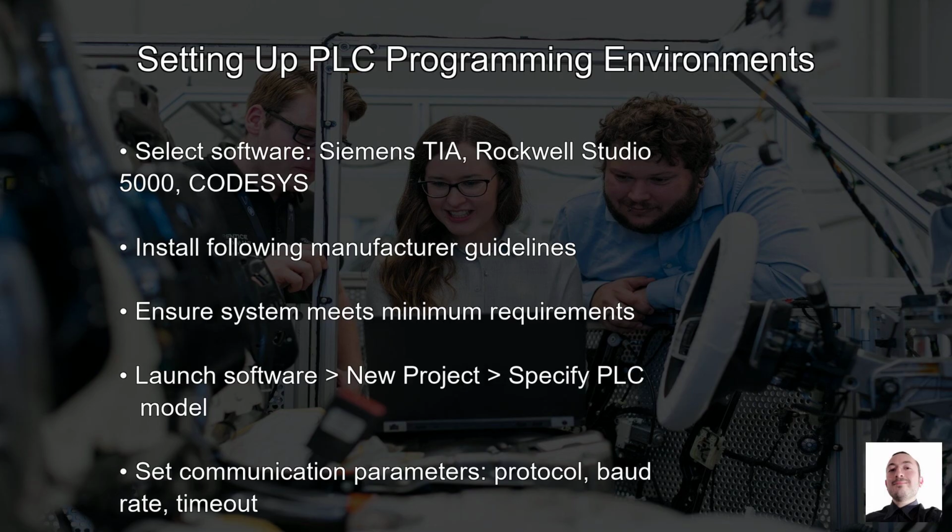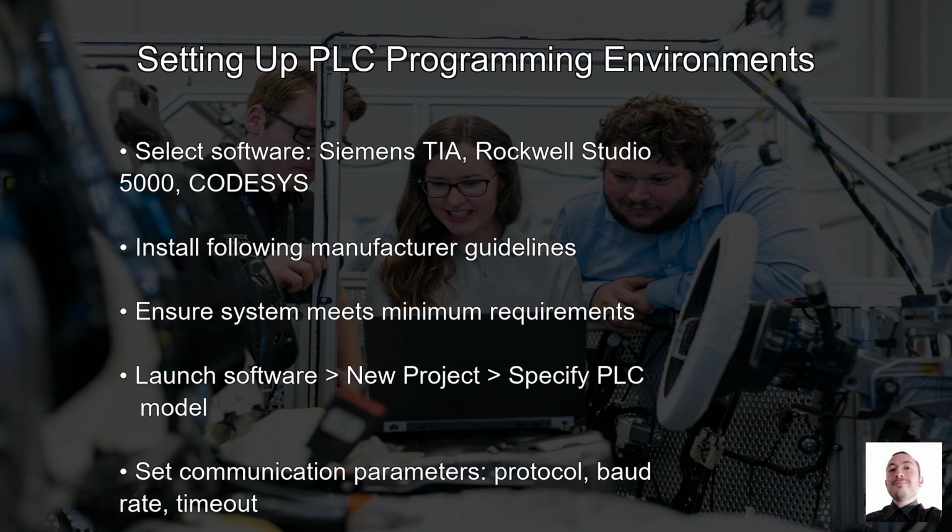Configuring your PLC programming environment is crucial for effective automation development. Begin by selecting the right software platform. For instance, Siemens TIA, Rockwell Studio 5000, or Codesys are industry standards. Once selected, install the software following the manufacturer's guidelines. Ensure your system meets the minimum requirements to avoid performance issues. After installation, launch the software and navigate to the New Project section. Here, you'll specify the PLC model you're targeting. This step is vital as it configures the environment to match the PLC's capabilities and limitations.